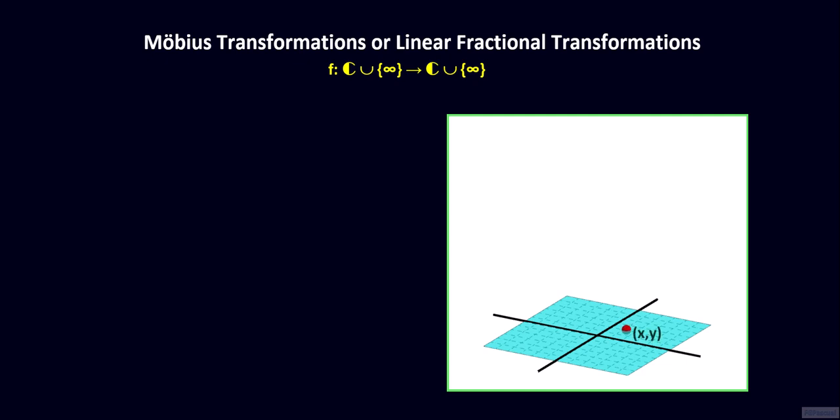Each point on the xy plane corresponds to the complex number z, which is equal to x plus iy, where i equals the square root of -1. x and y, of course, are real numbers. The extended complex plane is the complex plane with the addition of one point, the point at infinity. But what precisely is the point at infinity?